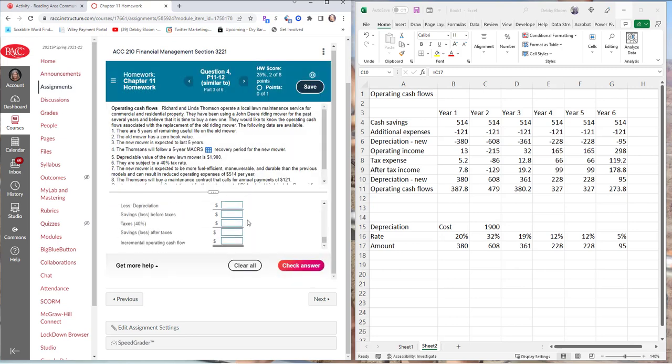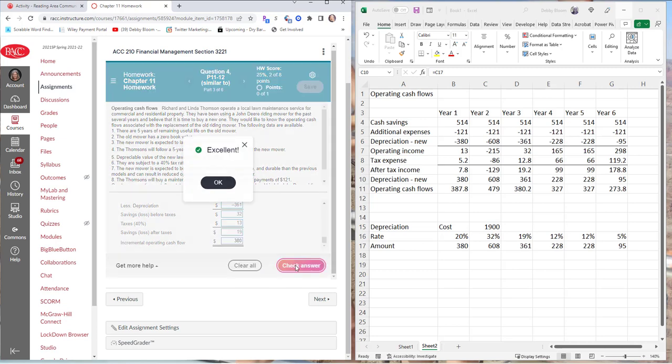Let's move on to year 3. So for year 3, I'm just going to copy down the numbers once again. It's $514, negative $121. Now our depreciation is a negative $361. So our savings before taxes is going to be $32 in year 3. Taxes rounded to the nearest dollar is 12.8. So our savings loss after taxes is going to be 19. We take the 19, add back the depreciation expense of $361, and we're going to get $380.